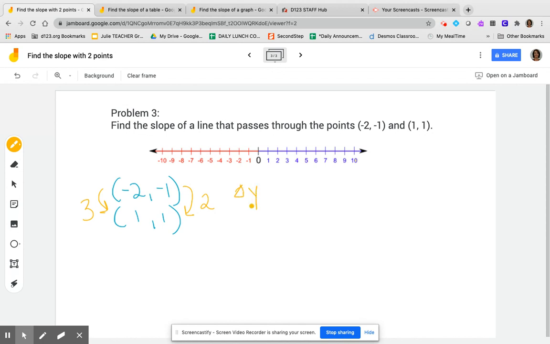Change in y over change in x. My change in y is 2. My change in x is 3. Can't be reduced. So my slope is 2/3.